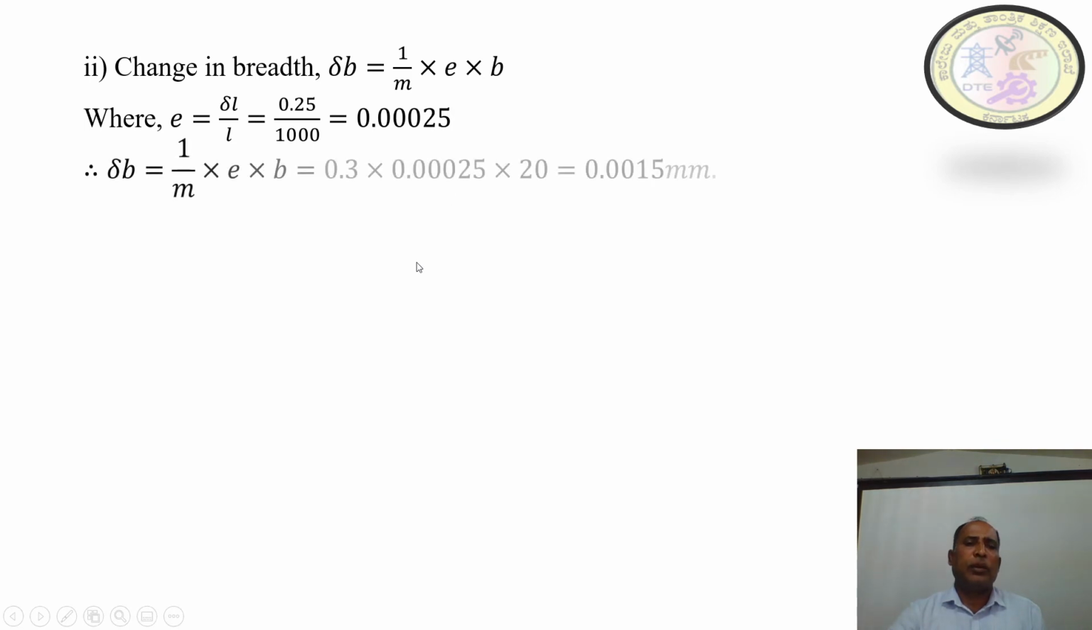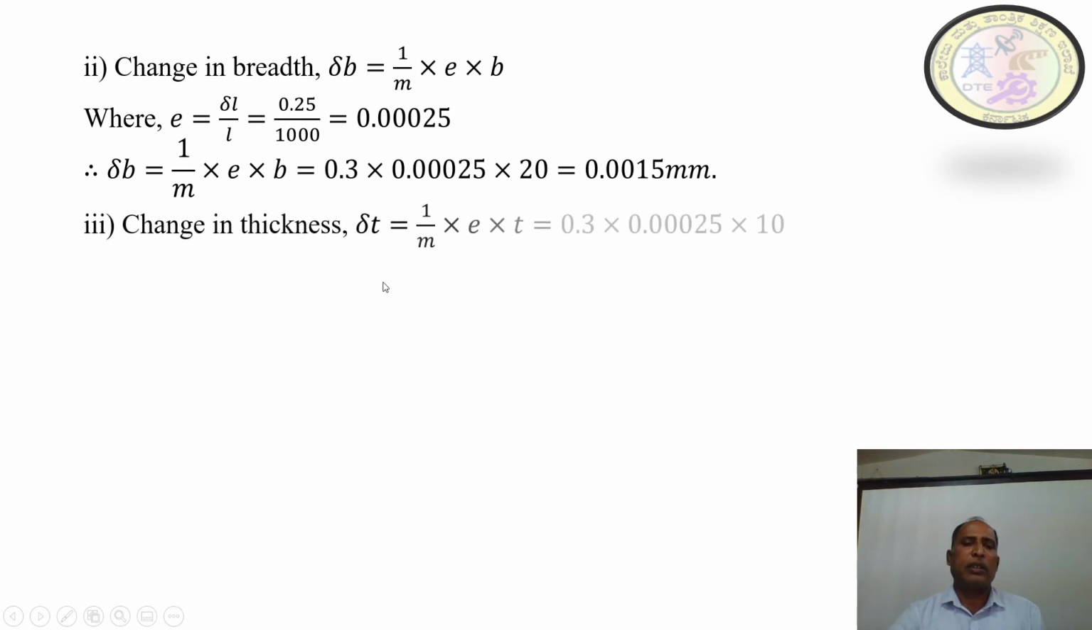So therefore delta B is equal to 1/m into e into B. Substitute the values of 1/m, e and B. After calculation, the change in breadth will be 0.0015 mm. Similarly, we can calculate the change in thickness. Delta T is equal to 1/m into e into T. So substitute all the values and calculate delta T as 0.0075 mm.